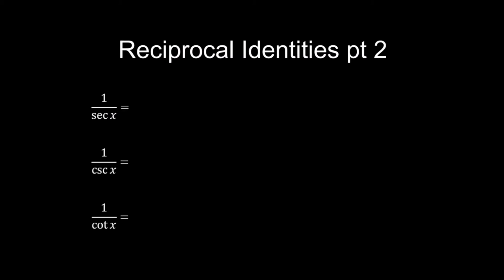Now, most people, when you look at this slide, you might think, well, this is the same slide as last time. But this is the other side of it. This is the flip side of it. So if we think back to reciprocal means to flip, well, secant is already a reciprocal function. So if you reciprocal a reciprocal, if you flip a flipped thing, it goes back to normal. So 1 over secant of x is actually cosine of x.